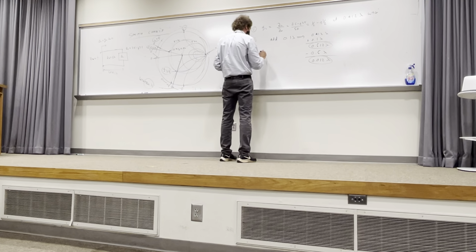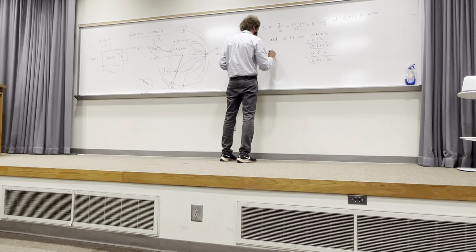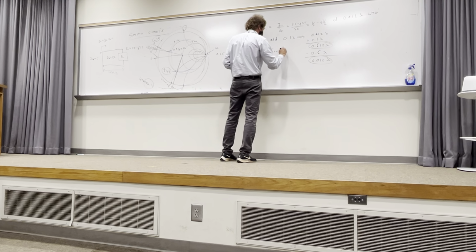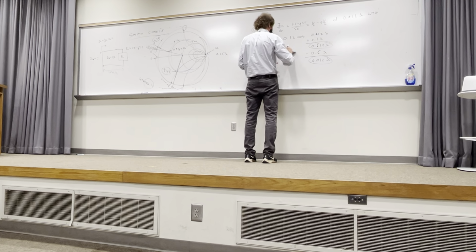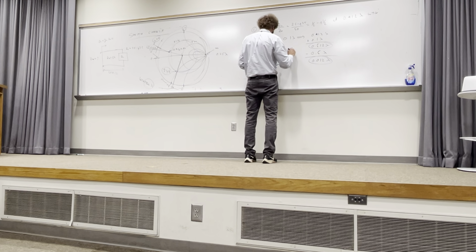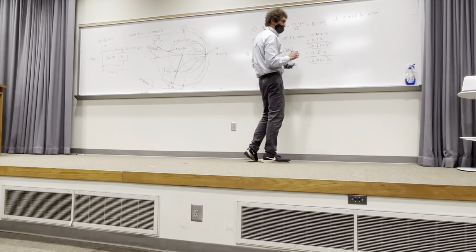Zn normalized times Z0, or times 50. Just tell me what you get. 20 plus j3. Anybody else?